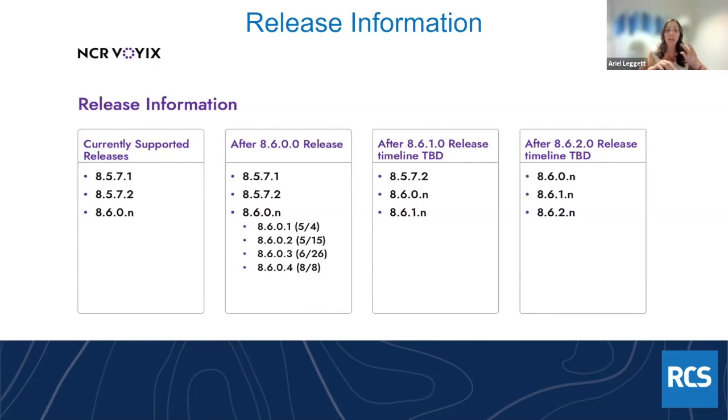So from 8.5 to 8.5.x, from 8.6 to 8.6.x, that's considered an upgrade. Anything from that third digit is considered a service pack when you're increasing those numbers. And if you're going out to that fourth digit, so that 8.6.01, 8.6.02, 8.6.03, those are all patches.